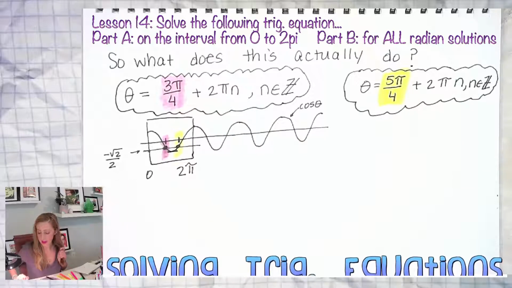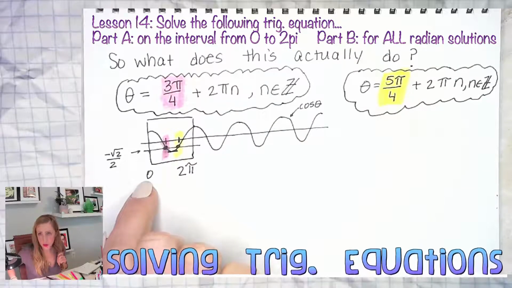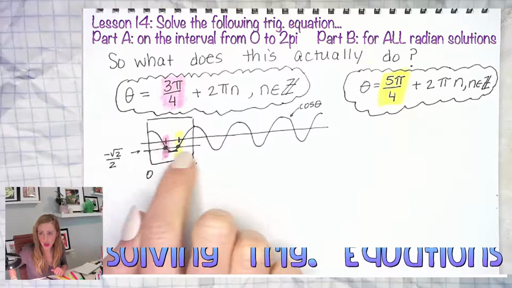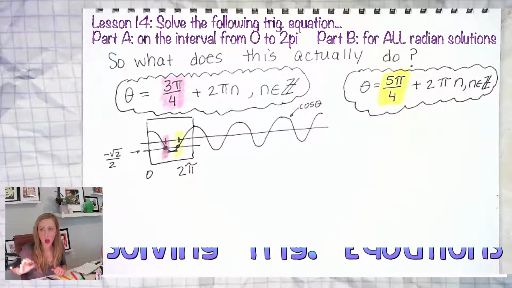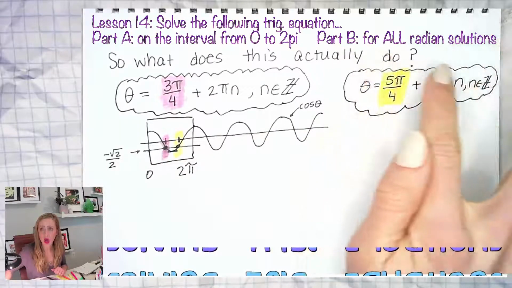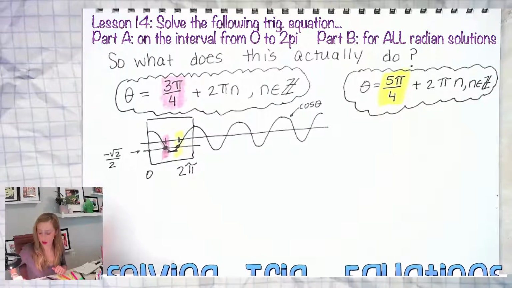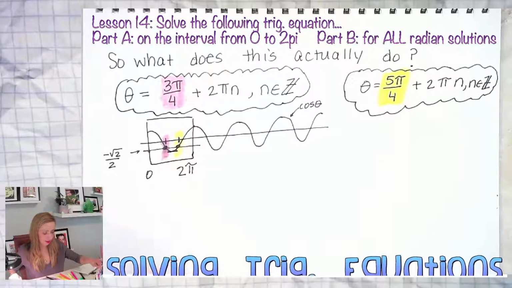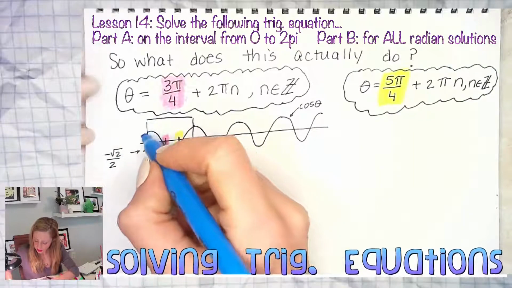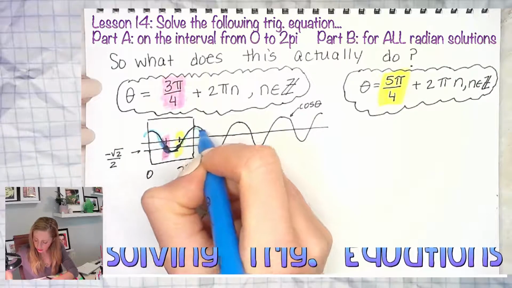So it looks like this. If I only asked for answers between 0 and 2 pi, there we go, 3 pi over 4 and 5 pi over 4. But in part B, we're saying for all radian solutions. Well, the graph of cosine, if this is cosine, we said goes on really forever, indefinitely.